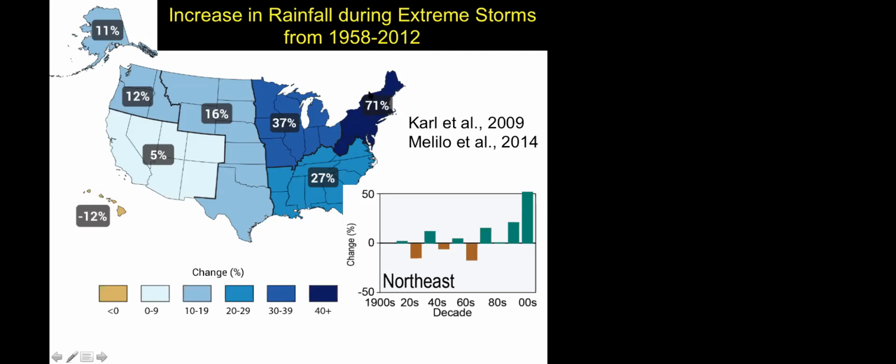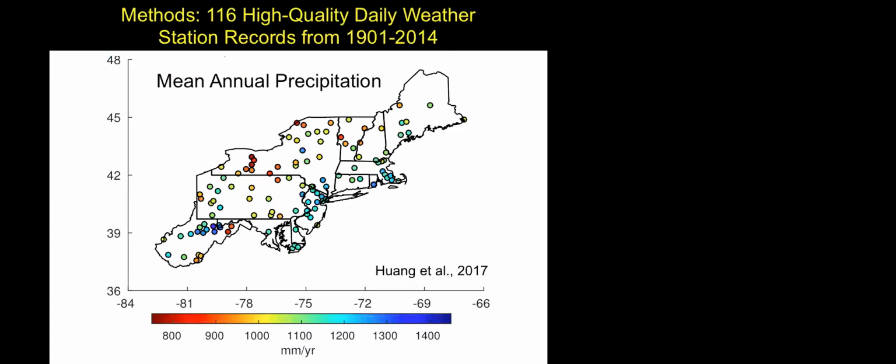And so we really wanted to dig into that, find out if that number was cherry-picked, find out why that number was happening, whether we can really trust this number. So we decided to really dig into it. We took 116 weather station records from around the Northeast, going all the way down to West Virginia, all the way up to northern Maine. And you can see the location of each of them here with a dot.